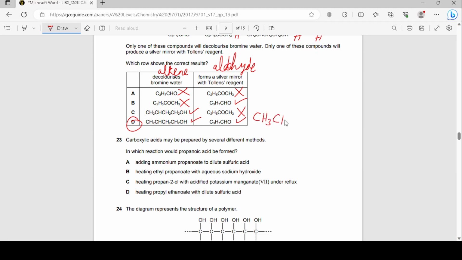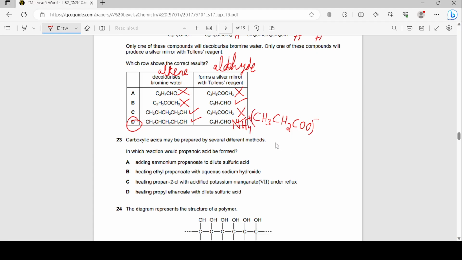So you have CH3, CH2, COO, and then NH4 plus, sorry, because it's ammonium propanoate, right? And obviously the ion is going to be in that form. So I suppose that would be the compound: CH3, CH2, COO, NH4, or maybe we could write the positive ion first, so it would be NH4. The point is that this would be the compound, right?